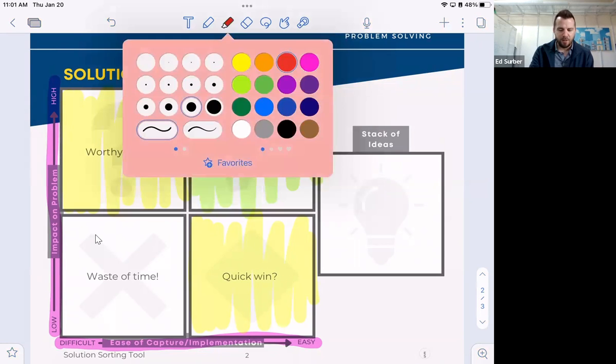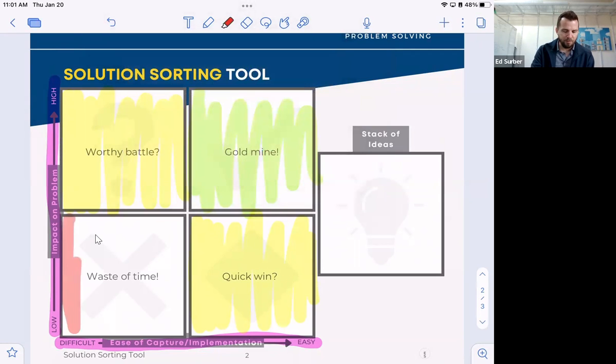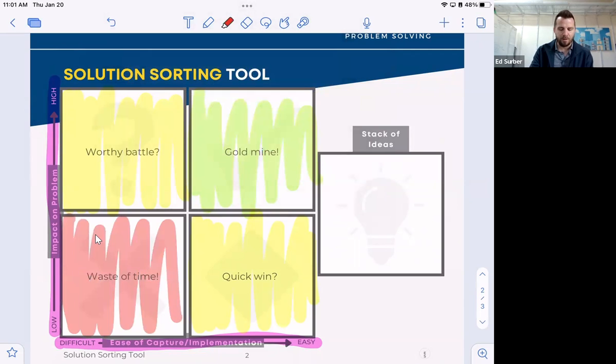And then last but not least, this lower left one here, we call the waste of time. We're not going to work on these. That's the idea. They're really hard, difficult to implement, and they have a low impact on solving the problem. Now, let's talk real quick about these anchors. I mentioned anchors.